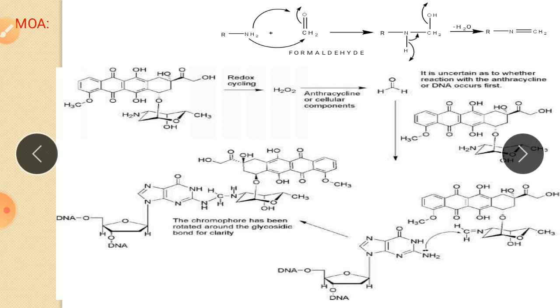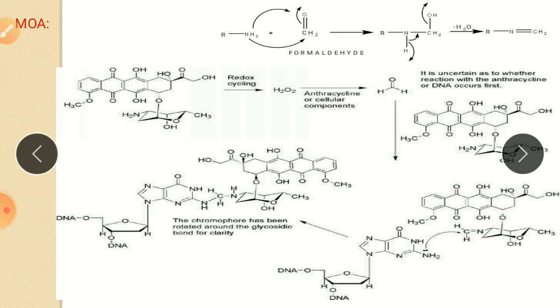The formation of a covalent bond between anthracycline and DNA is also supported by several studies in which formaldehyde is produced by oxidation of cellular components, or this oxidation results from the production of ROS, reactive oxygen species, such as hydrogen peroxide, H2O2, which are generated during redox cycling of anthracycline. The generated formaldehyde may then form a methylene bridge between the amino group of anthracycline and the two amino groups of guanine base in DNA.